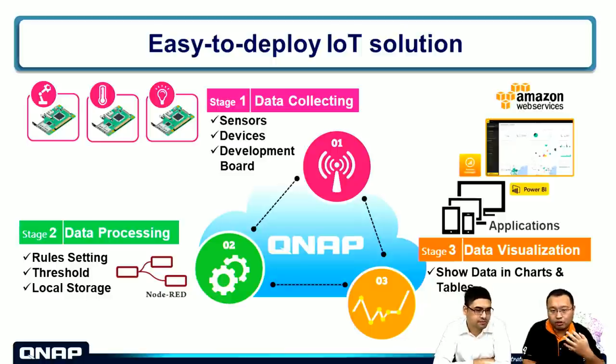Now you move on to stage two, where the NAS provides storage for the data collected by the IoT devices. Then you set up the rules engine and different thresholds. For example, when you open the door, the motion sensor and the light sensor will trigger and turn on the light. This is one of the rules you can set for action. You can also define that when the temperature reaches 35 degrees, it will start to spray water on your farm. That's one of the IoT applications.